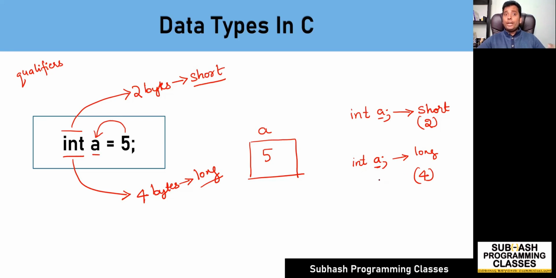If you want your integer to be of 4 bytes on a Turbo C compiler, then you will have to explicitly say long int a, and that is when your Turbo C compiler will allocate 4 bytes for your variable a, right? Whereas in a GCC compiler, if you want your integer to be a short integer, then you have to explicitly tell the compiler that you are trying to create a short integer by adding this qualifier along with your data type.